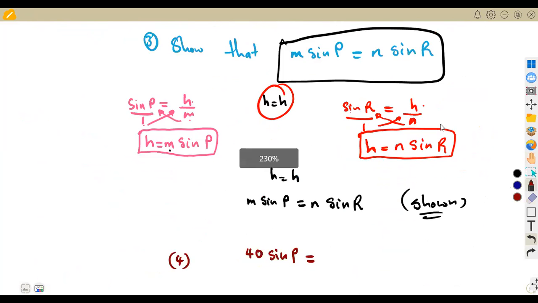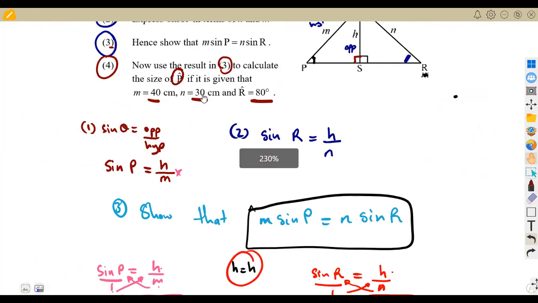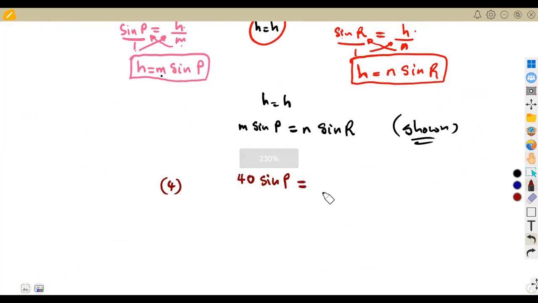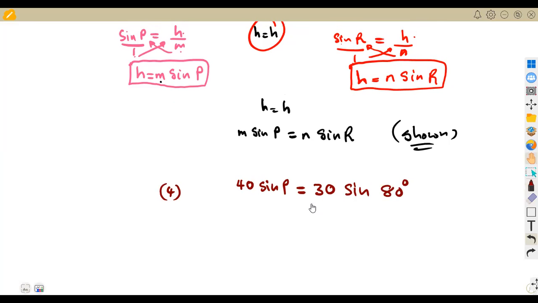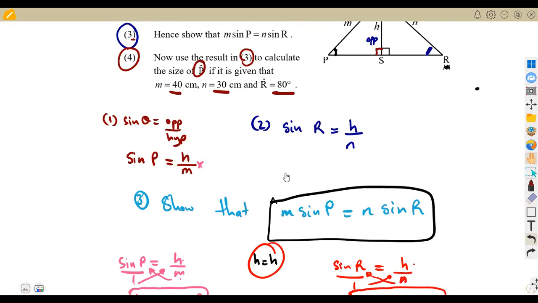What about N and R? All right, N here is what? N is 30, R is 80. Okay, so N, we said, is 30, sine of R, which is 80. Okay, let's just confirm. N is 30, R is 80. Okay, so you want to calculate P.